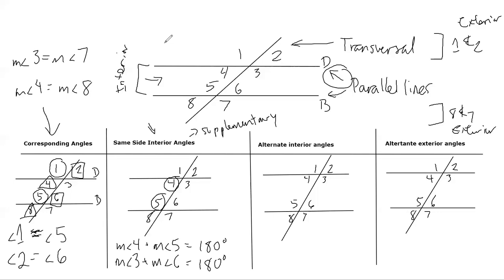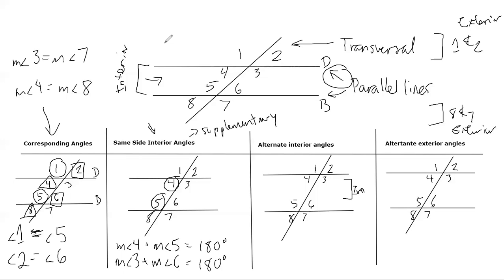Alternate interior angles, and the next one is alternate exterior angles, which means we're still dealing with the numbers on the inside. Right now, I'm only focused on angles 3, 4, 5, and 6, because they're all inside. These are all interior. Since they're all interior, I need to find the ones that are alternate. They're on alternate sides. One angle is going to be on the left side of the transversal, and the other one's going to be on the right side of the transversal, and they have to be inside.